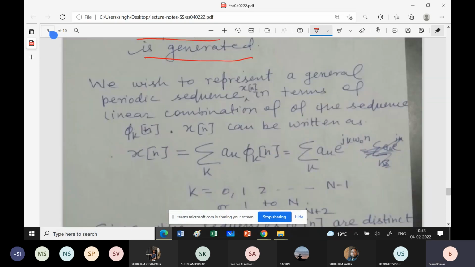ठीक है, और इतना डेलिब्रेशन के बाद हम ये कहेंगे कि we wish to represent a general periodic sequence x[n] in terms of linear combination of the sequence phi k[n], ठीक है। और इस कंडीशन में x[n] can be written as x[n] equal to, ये जो समेशन है देखिए यहां पे चेंज होगा, it will be limited to only N.